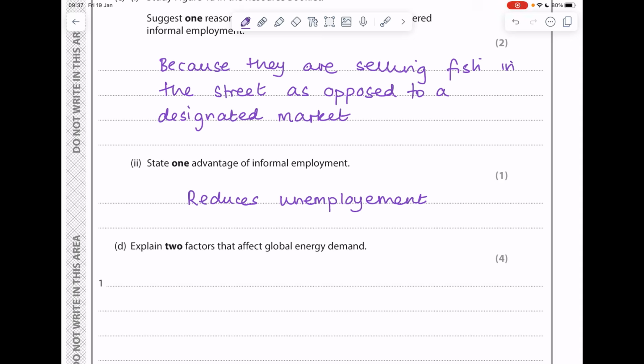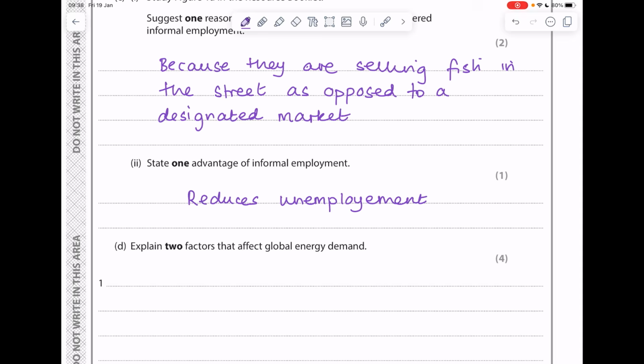Explain two factors that affect global energy demand. So that's all about how much energy we use as a society. So obviously increasing population means that there's greater demand for energy, such as fuel for our cars. We are increasing our technology every single day, aren't we? And this leads to a greater consumption of energy.